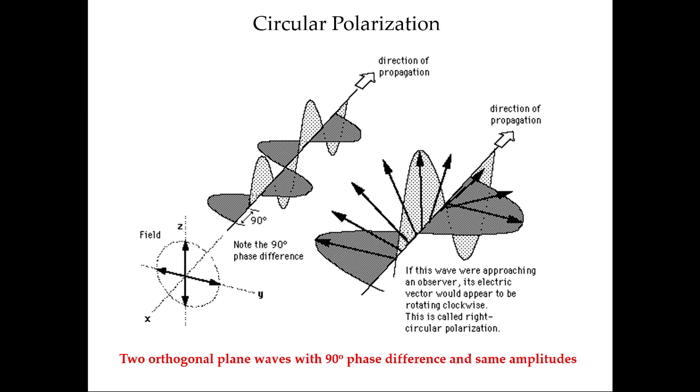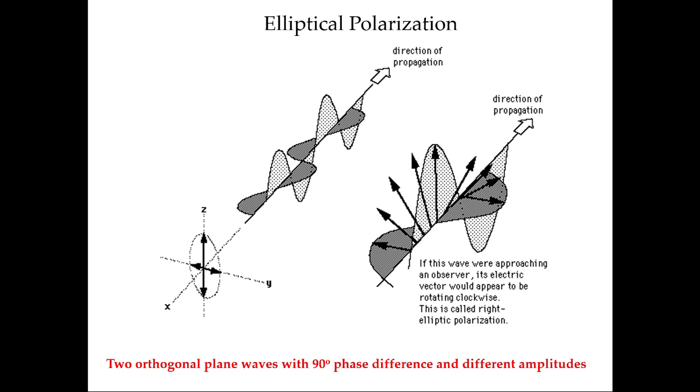Therefore, two orthogonal plane waves with 90-degree phase difference and the same amplitude give circular polarization. And what if the amplitudes are not the same? In this case, the observer will see the electric vector of light rotating in an ellipse. This type of polarization is known as elliptical polarization. So, two orthogonal plane waves with 90-degree phase difference as well as different amplitudes give elliptical polarization.